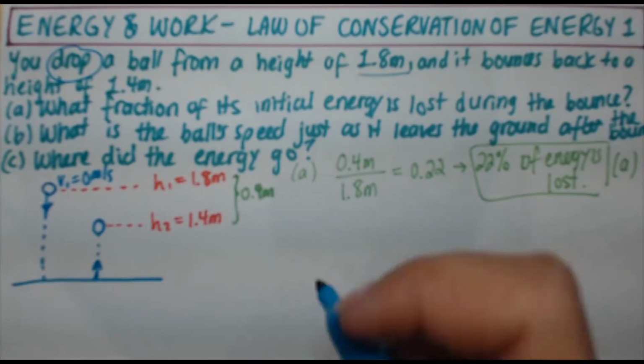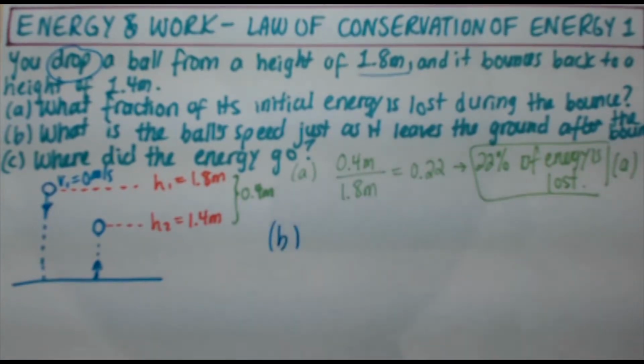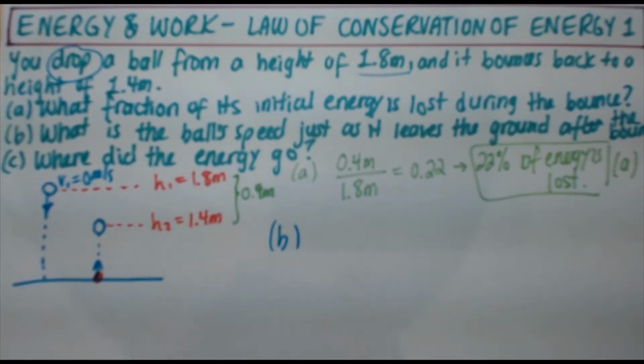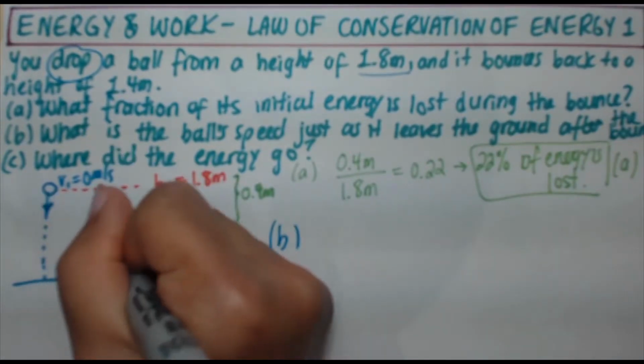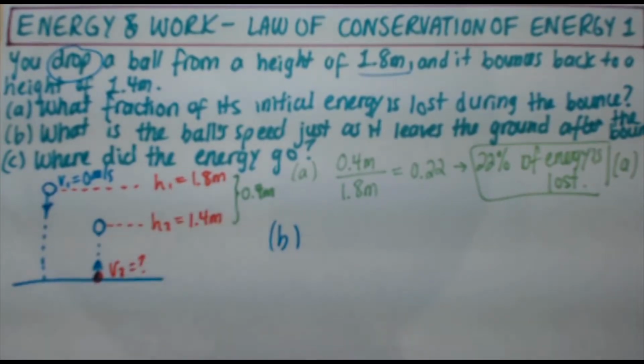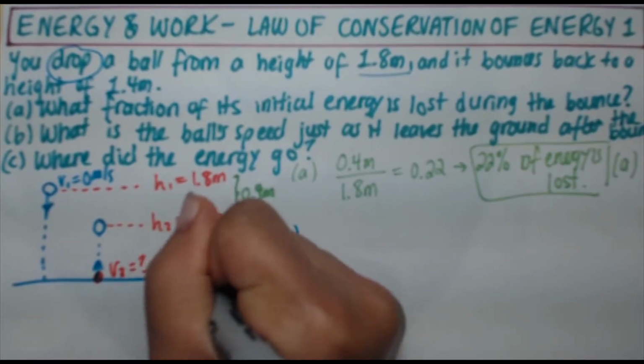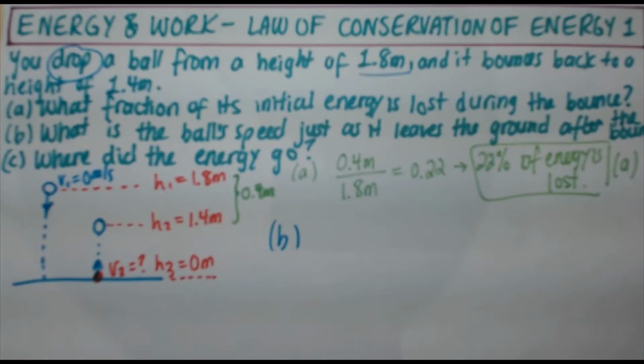So for part B, what is the ball's speed just as it leaves the ground? We actually don't have something to represent that on our picture, so let's do that. Just as it leaves the ground, that's right here. We want to know the speed, V3, and at that point 3, our height, H3, is 0, right? We'll call this height down here 0, right there at the reference line.